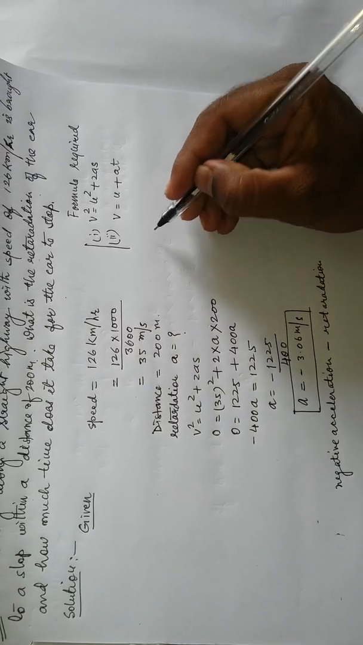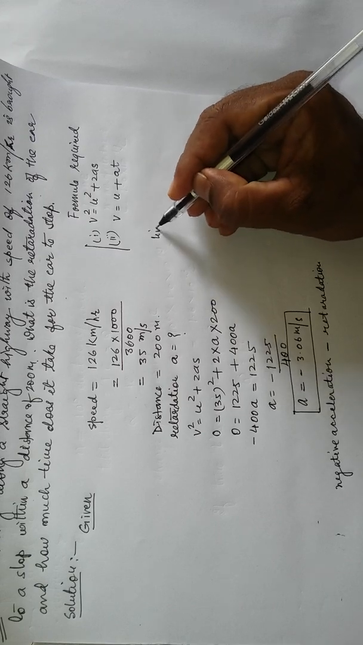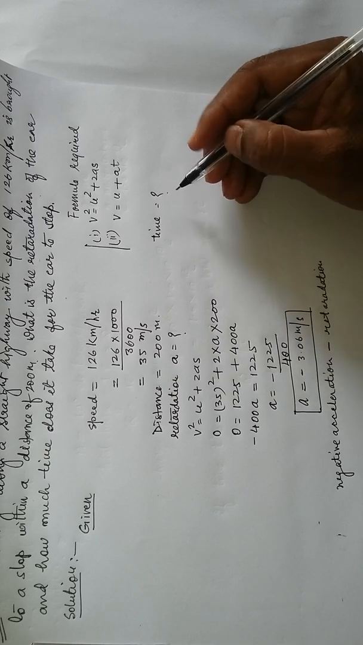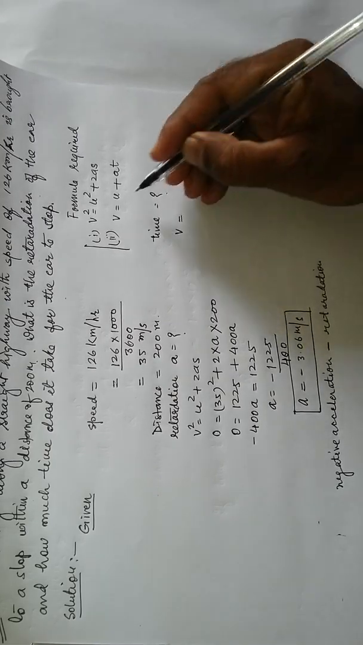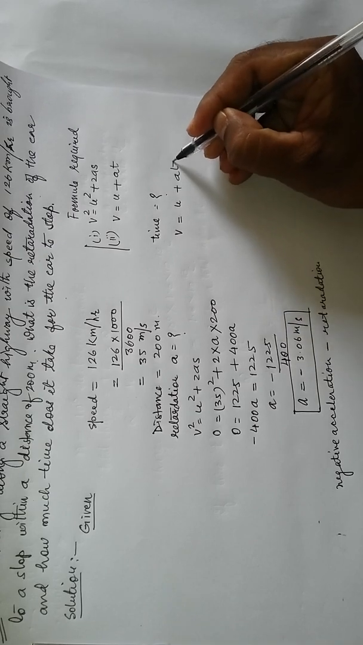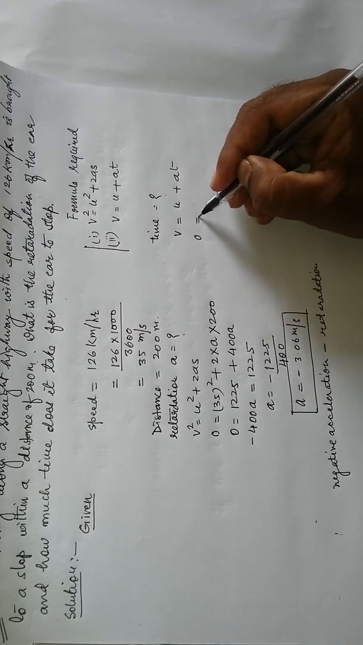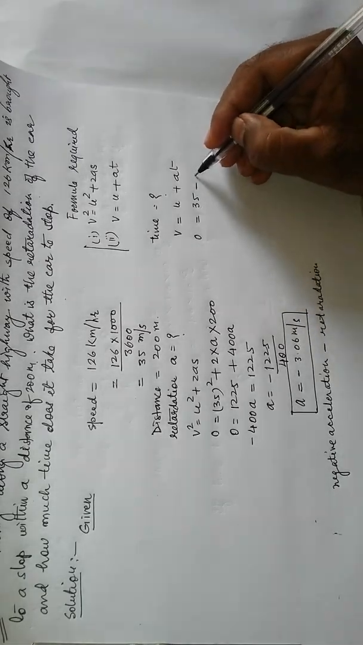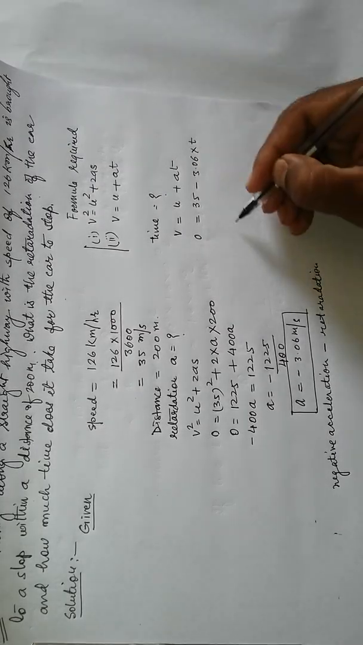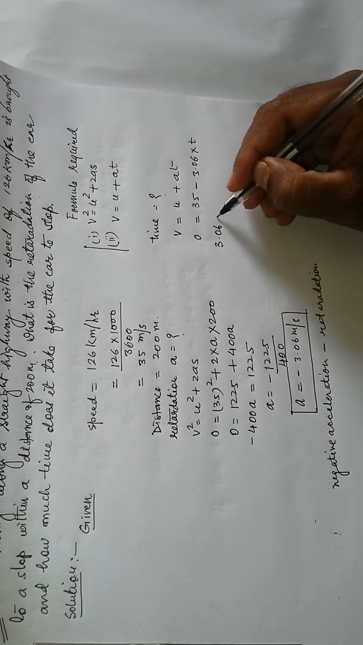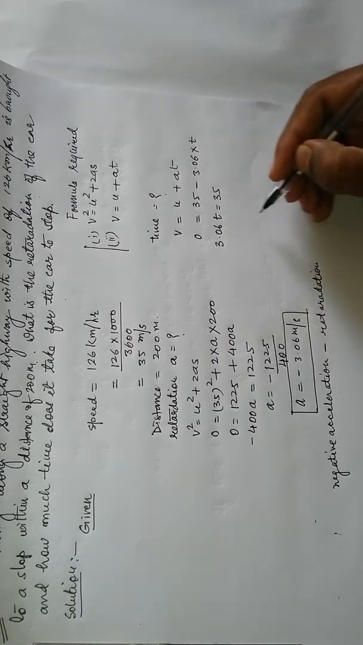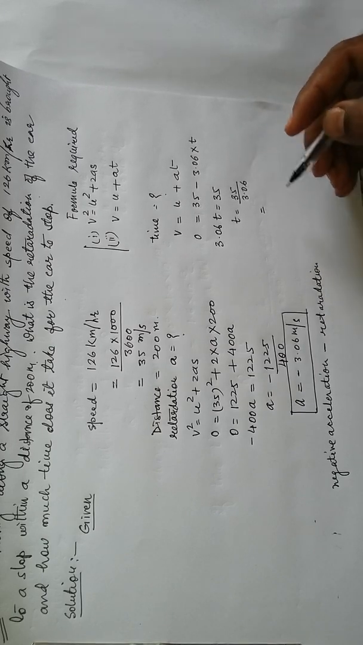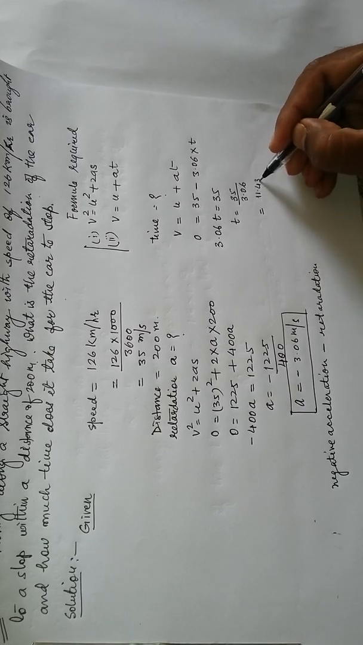Now the second part of the question: we have to determine the time. How much time does it take for the car to stop? We will use the second equation, v is equal to u plus at. The value of v was 0, u we have taken as 35 meter per second, and a is minus 3.06, into t. So 3.06 into t is equal to 35, so t is equal to 35 upon 3.06. Ultimately we get 11.43 seconds.